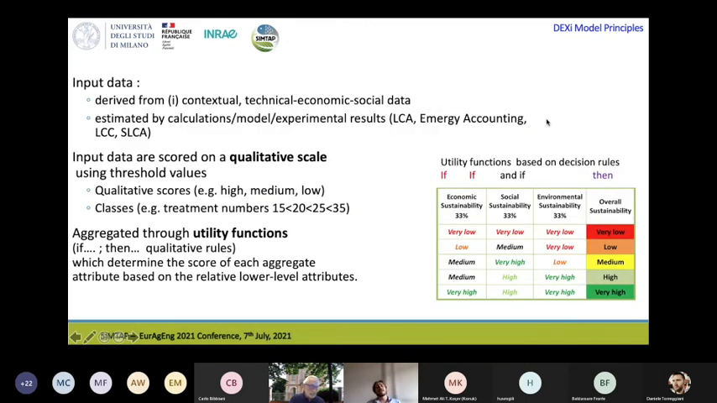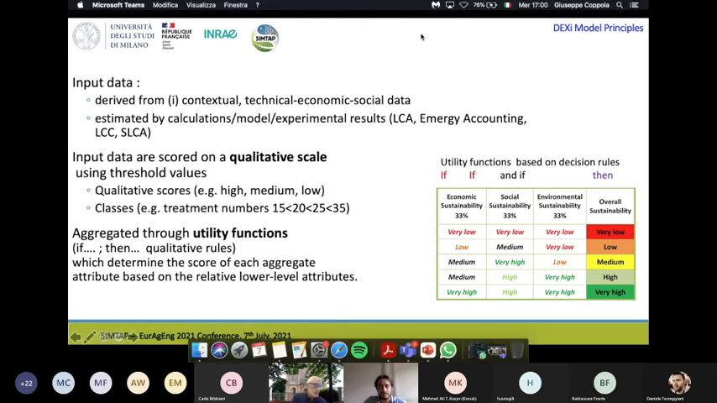Input data can be either data that are just taken, technical, economical, or social data, or can be also estimated, calculated by the utilization of other methodologies, such as the life cycle assessment, the energy accounting, the life cycle cost assessment, the social life cycle assessment, of which I will talk about later. So the DEXI method, as I said, is a qualitative method, qualitative model.